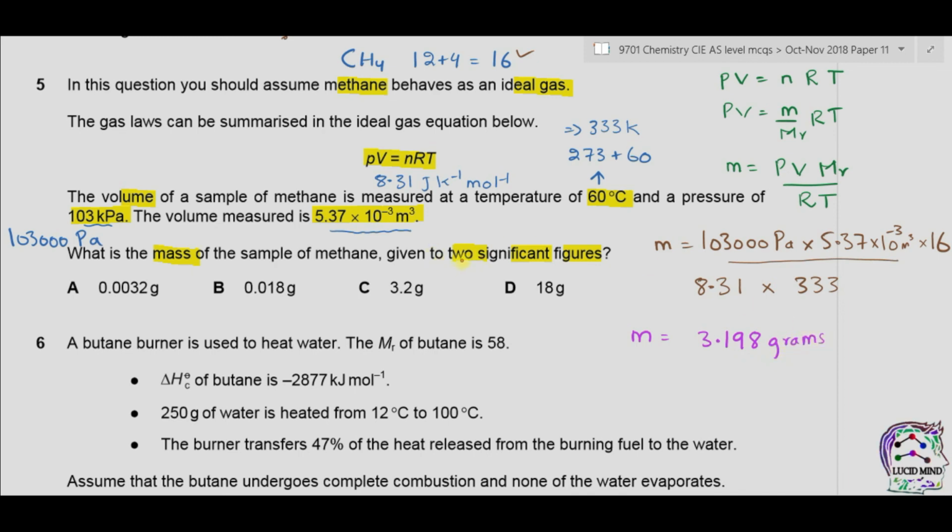As we have to give the answer to two significant figures, it means the first two figures will be used. As 9 is more than 5, it will be equal to 3.2 grams. The answer is therefore C.